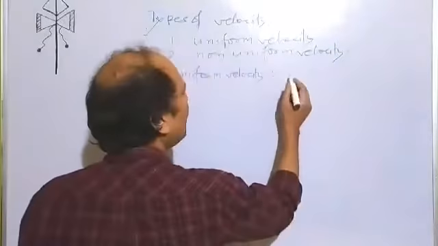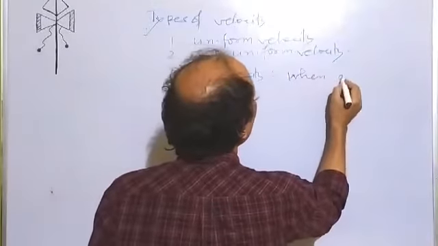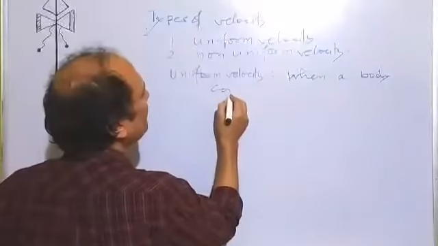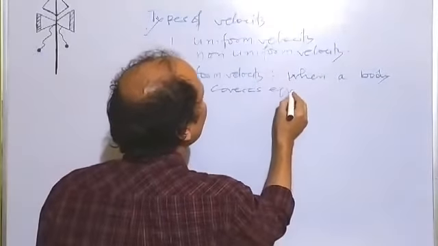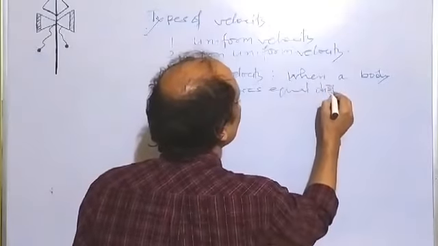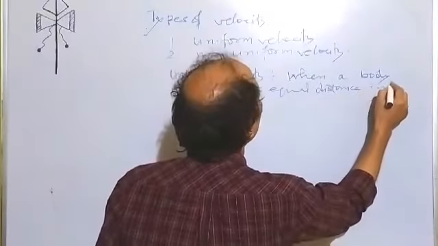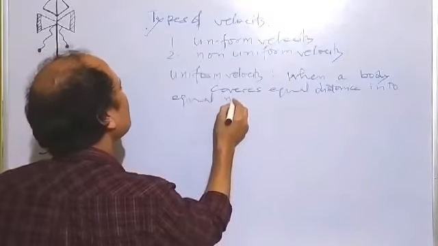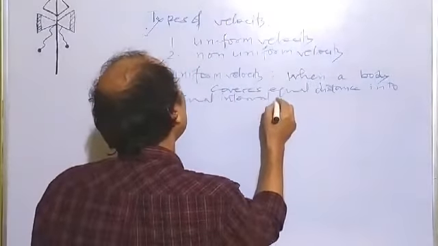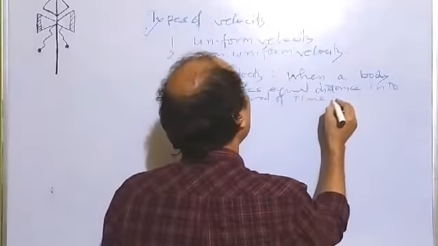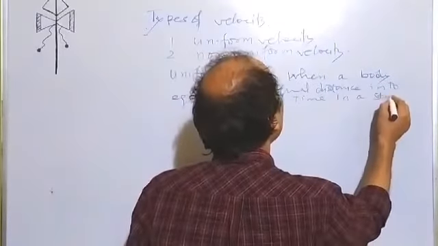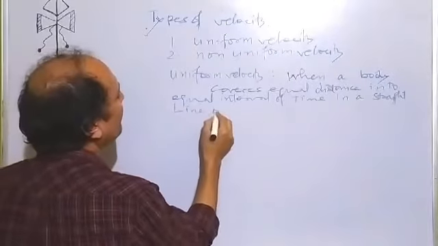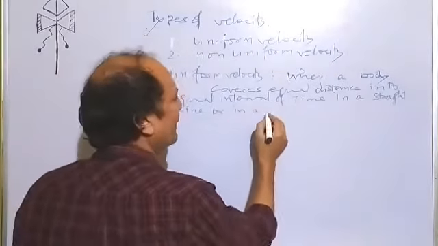So this is when a body covers equal distance in equal intervals of time in a straight line or in a particular direction.